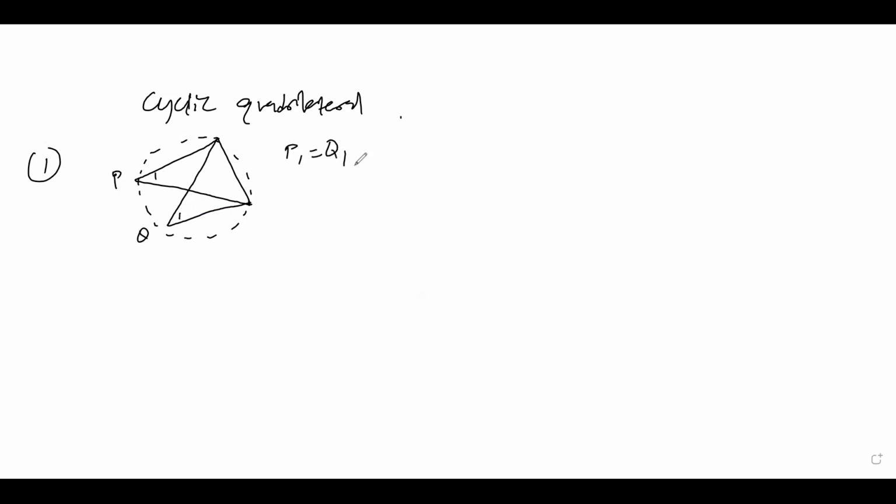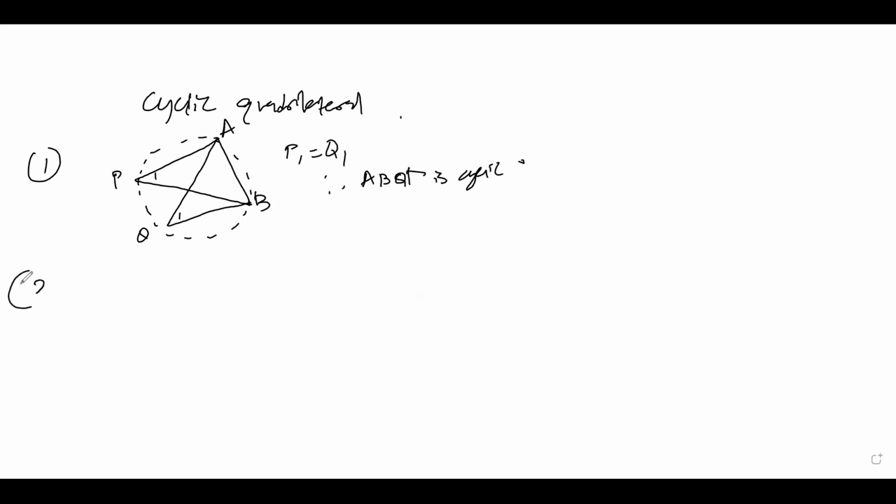Okay, there are three conditions. The first one is when you have angles subtended by the same chord on the same side. Can you see those angles are on the same side? That means, if this is P and Q, if P1 is equal to Q1, therefore this ABPQ is a cyclic quad.